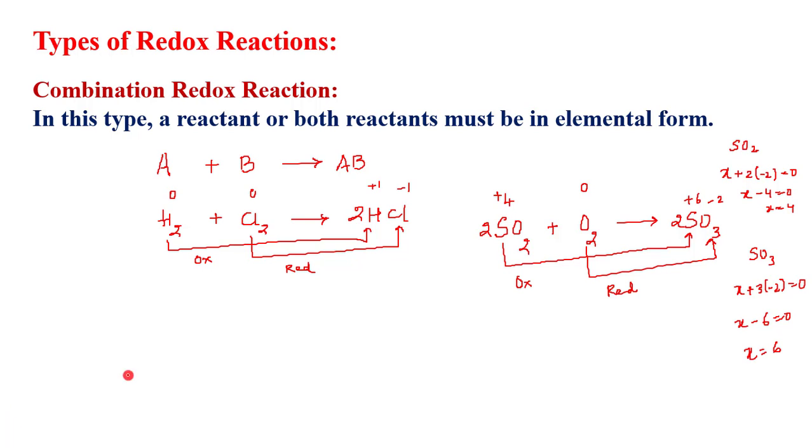One more example we'll take up. You check whether it is a redox reaction or not. If it is a redox reaction, find out which species is undergoing oxidation and which species is undergoing reduction. Methane combining with oxygen produces carbon dioxide and water.